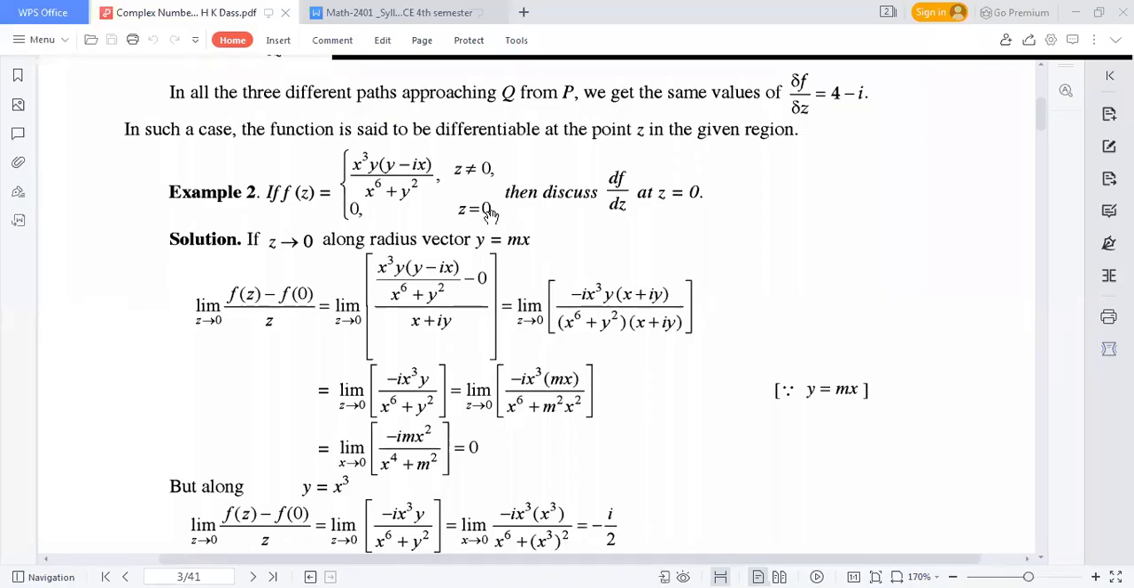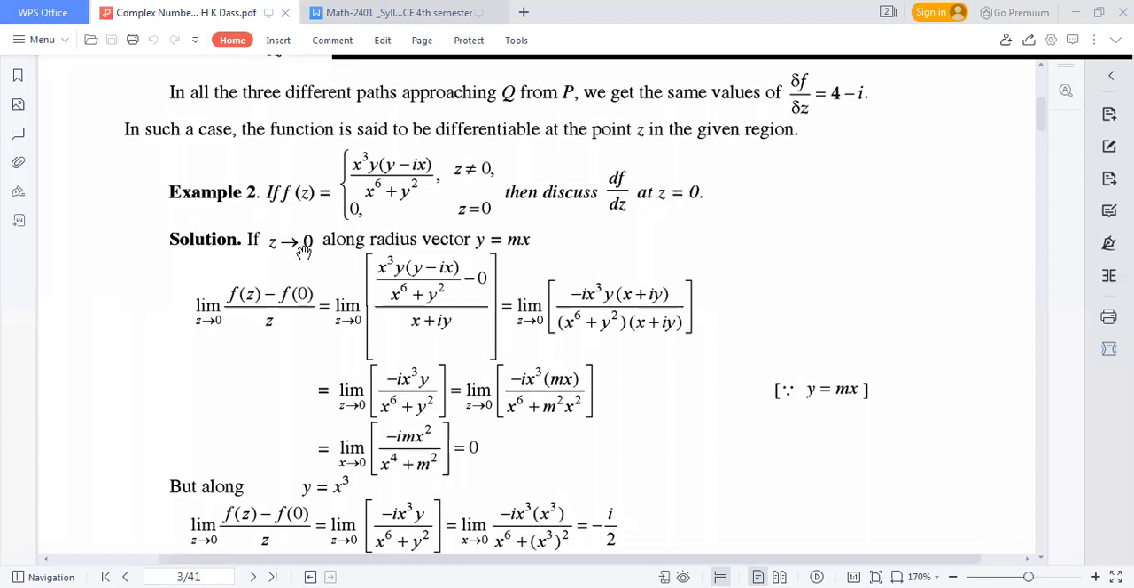Now we will try to discuss another one, example 2. Suppose we want to find the partial differentiation of this complex variable function. This is x cube y into y minus ix divided by x to the power 6 plus y square, if z is not equal to 0, but the functional value f of z equals 0 when z equals 0. Then discuss the differentiation of f with respect to z at z equals 0.